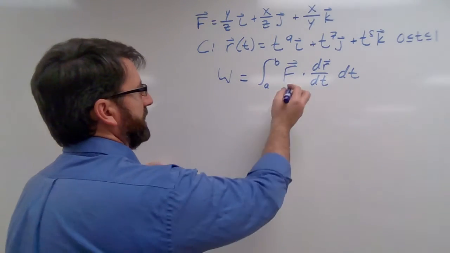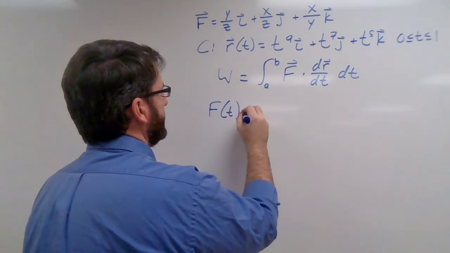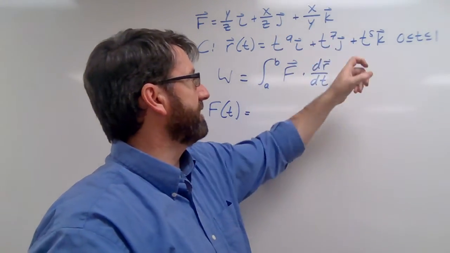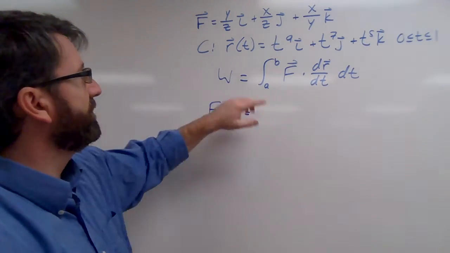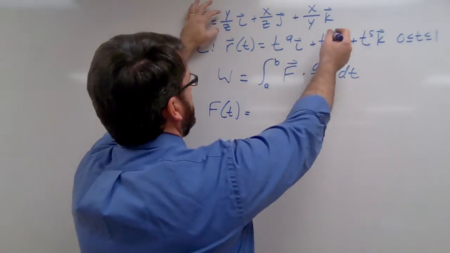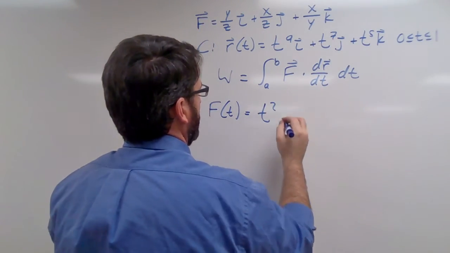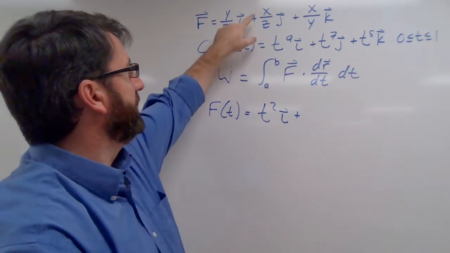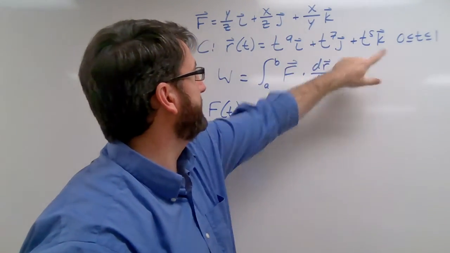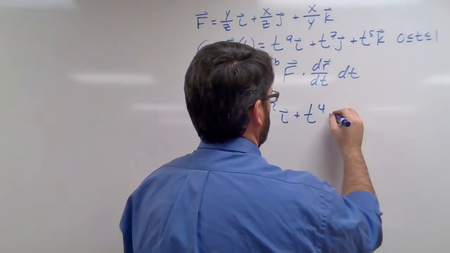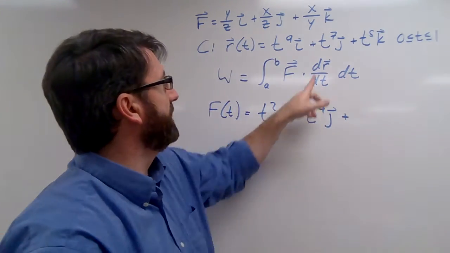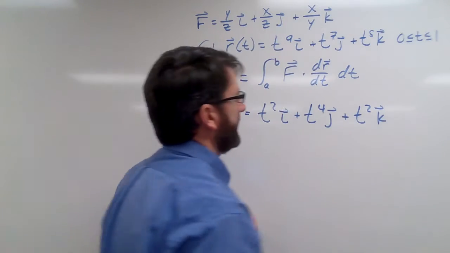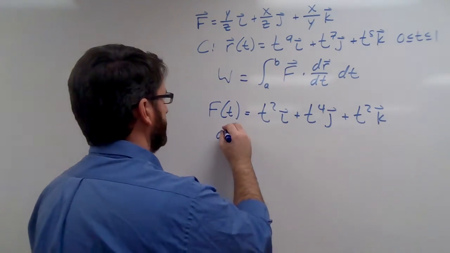All right, so first let's find F of t. Well, x is going to be t to the 9th, y is t to the 7th, z is t to the 5th. And if we plug those in up here, we get t to the 7th divided by t to the 5th. So that's t squared i. And then x is t to the 9th divided by t to the 5th. That's going to be t to the 4th, j, plus t to the 9th divided by t to the 7th. That's t squared, k.